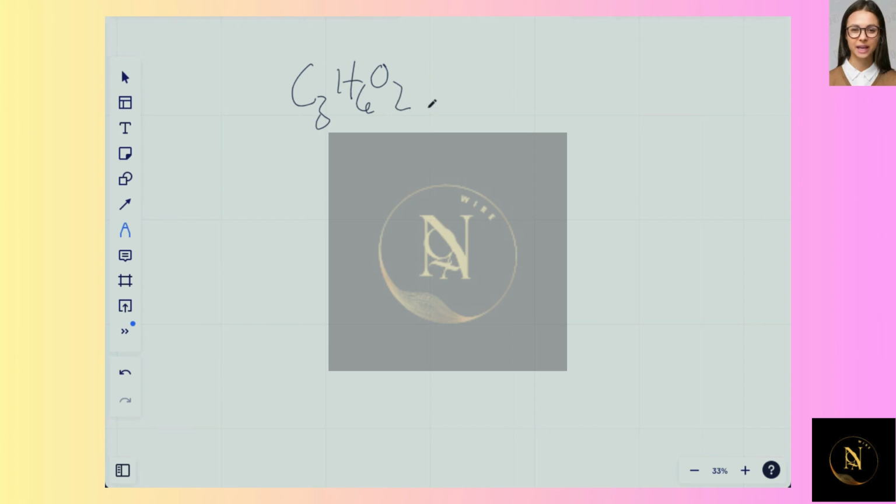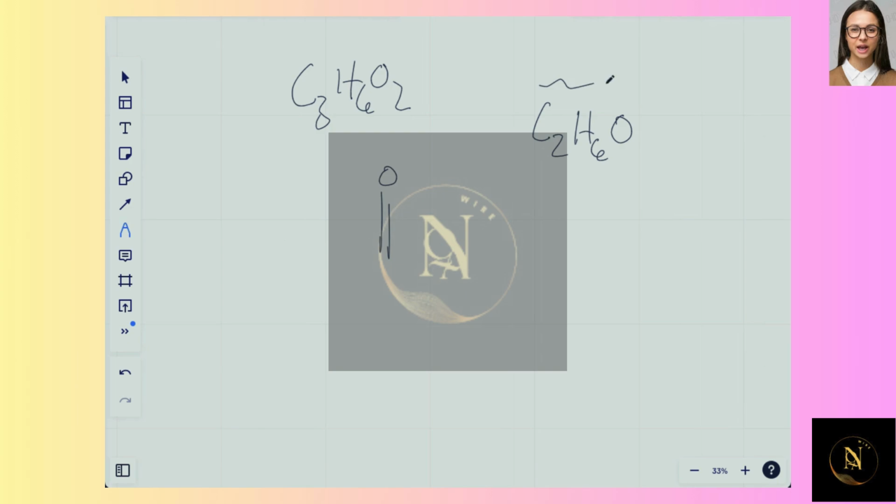All right, so we've got C3H6O2, and we need 7 constitutional isomers that contain a carbonyl, right? So right off the bat, that's 1 carbon and 1 oxygen taken care of. What we have left to deal with is 2 carbons, 6 hydrogens, and 1 oxygen. So that's what we have left to add.